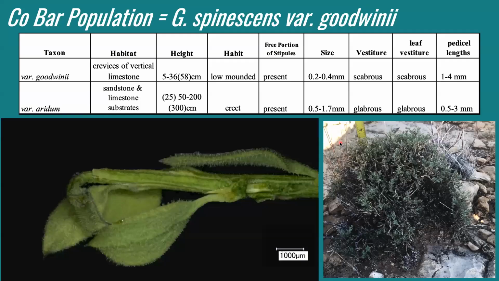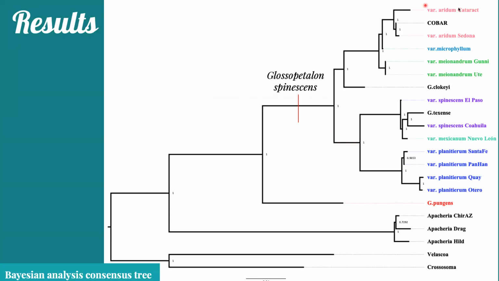Okay, and this went away, but here is that population on the CO Bar Ranch. We were really curious to see where this would come out because, again, it was so furry. They were very, very short, and it's actually right in the middle of variety aridum. So that's that really widespread leafy variety that you will mostly see.